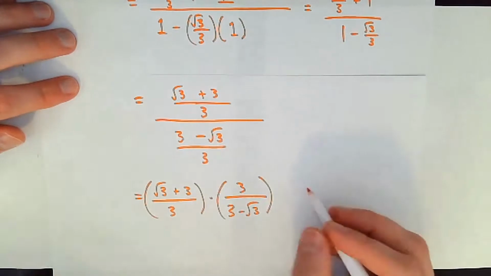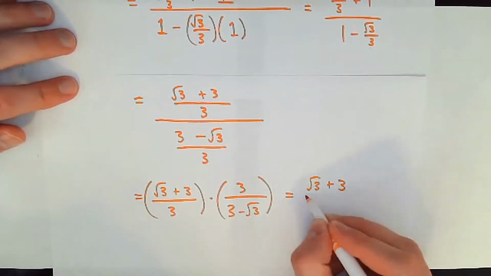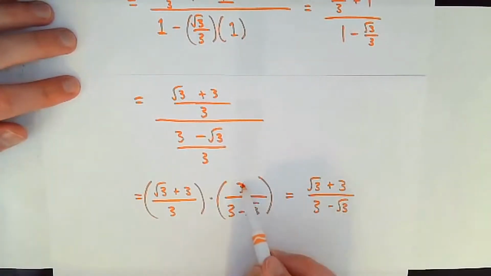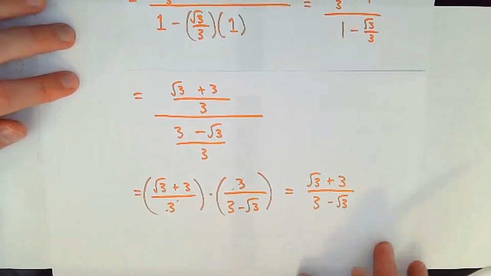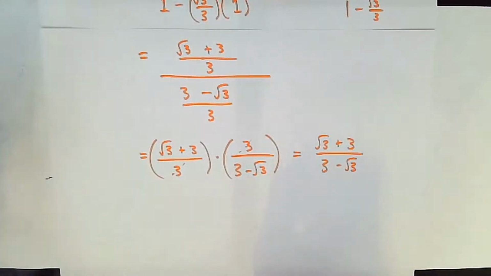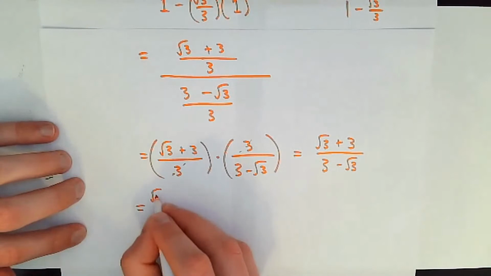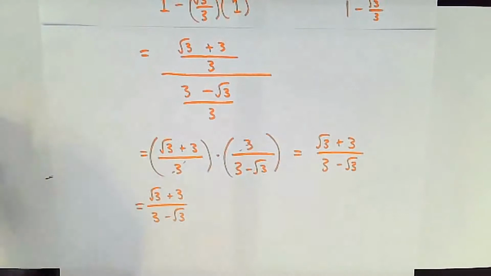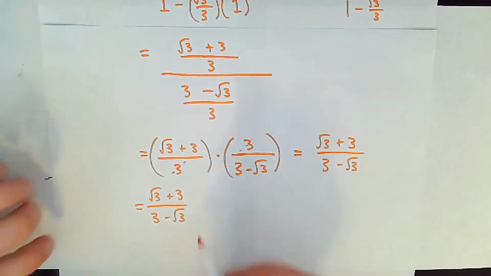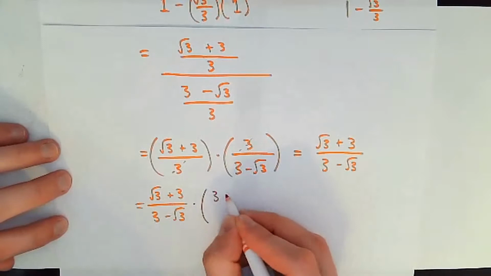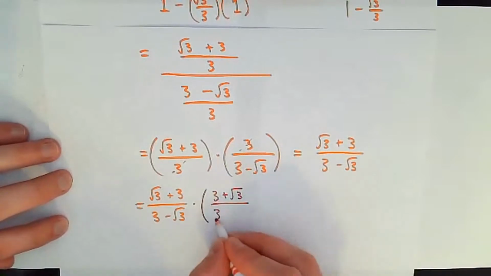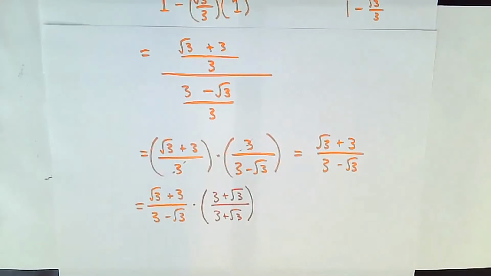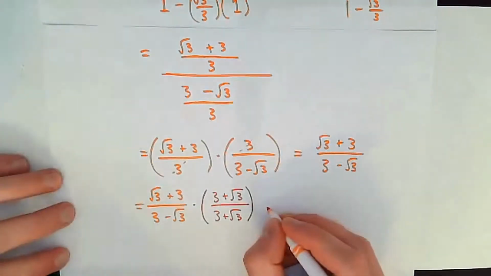And then notice that the 3's cancel, so I've got square root of 3 plus 3 over 3 minus square root of 3, which does not cancel. These 3's canceled, but this will not cancel, as much as you may want it to. What I have to do now, if I really want to keep cleaning this up, is multiply by the conjugate, if you recall that. The conjugate of that denominator, because now I'm trying to rationalize the denominator.